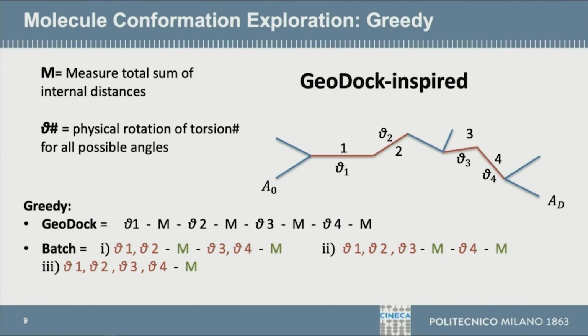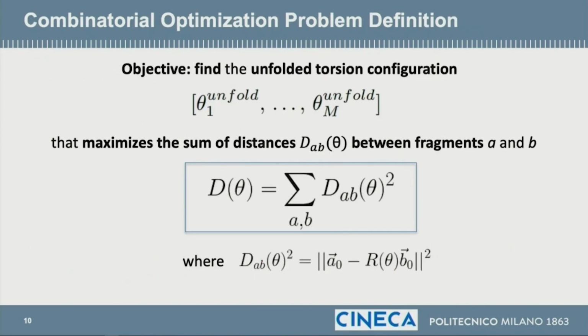Or we can do that in a batch mode, where we try to find the best combination for the first two rotatable bonds, and then the next two, and then three, and then one. In our implementation, we tried the combination for 4 rotatable bonds at a time.